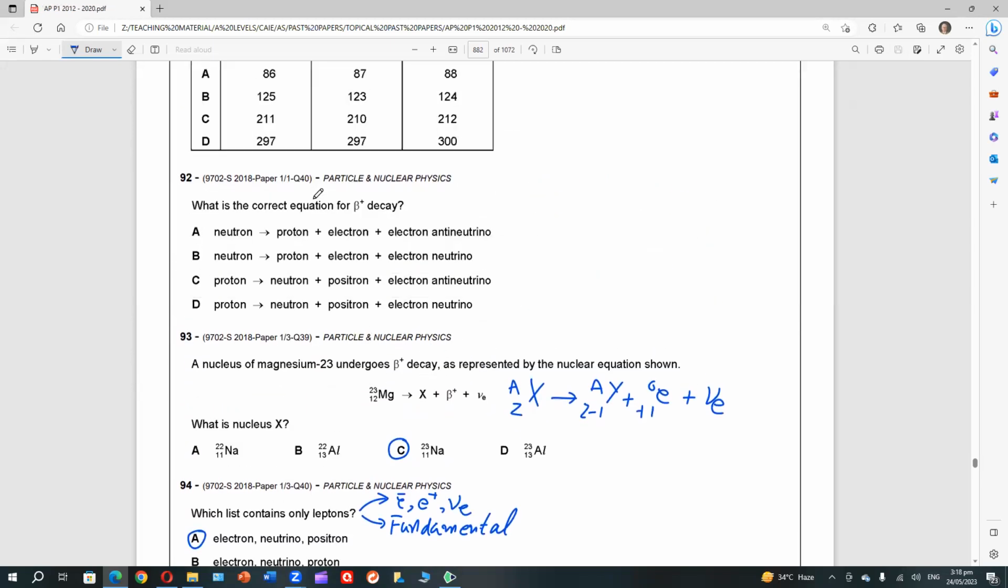What is the correct equation for beta plus decay? We have just written the beta plus decay equation. So a neutrino will be formed, so options A and C will be wrong. And beta plus happens when a proton decays, so D will be the answer. Perfect.